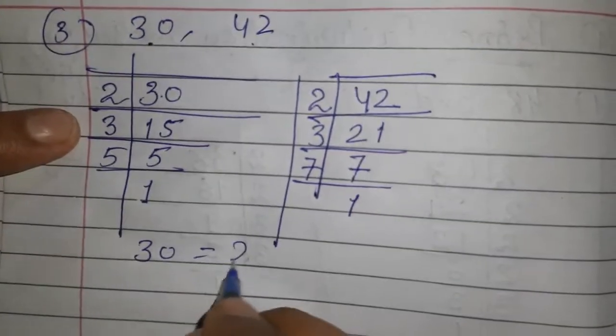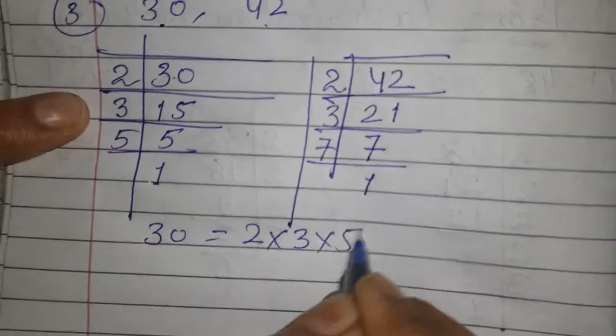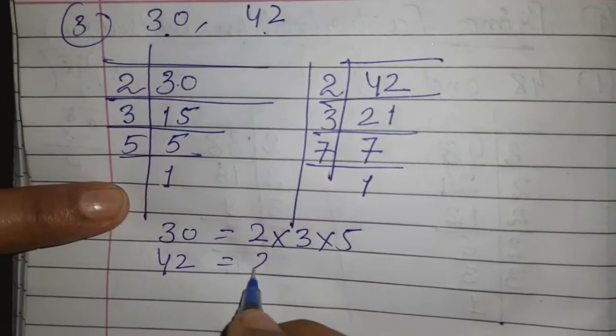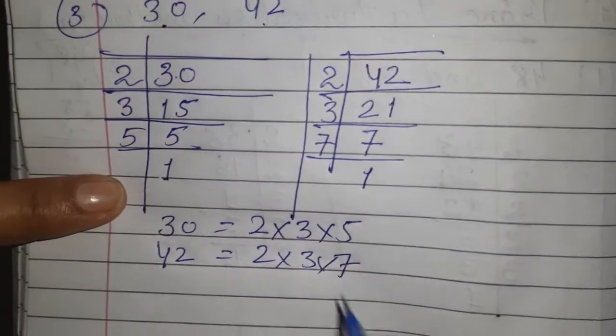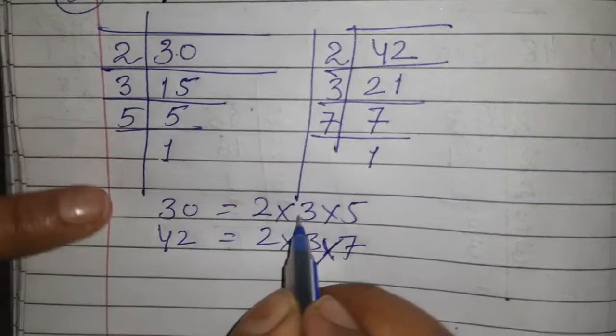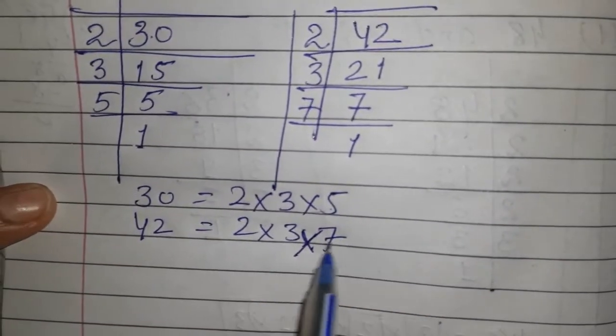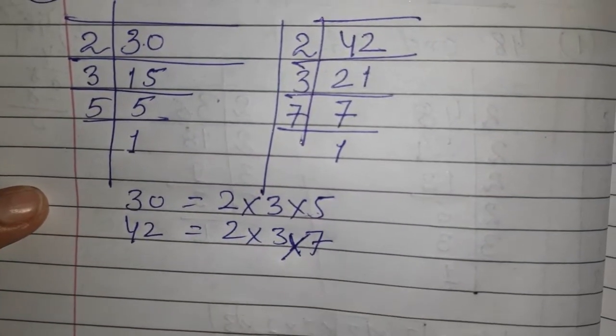30 equals 2 multiplied by 3 multiplied by 5. 42 equals 2 multiplied by 3 multiplied by 7. Just see students, all these numbers are prime numbers: 2, 3, 7, 2, 3, 5. No composite numbers are here.